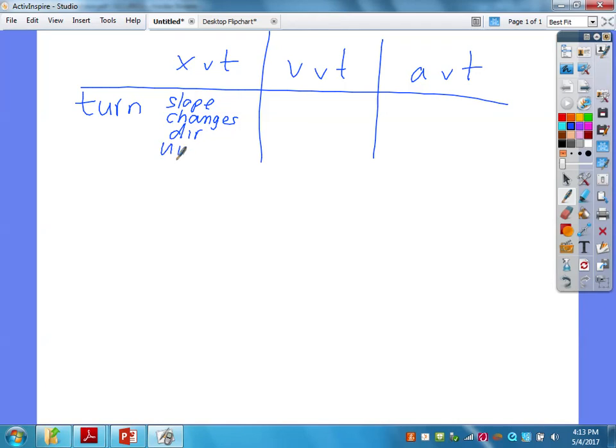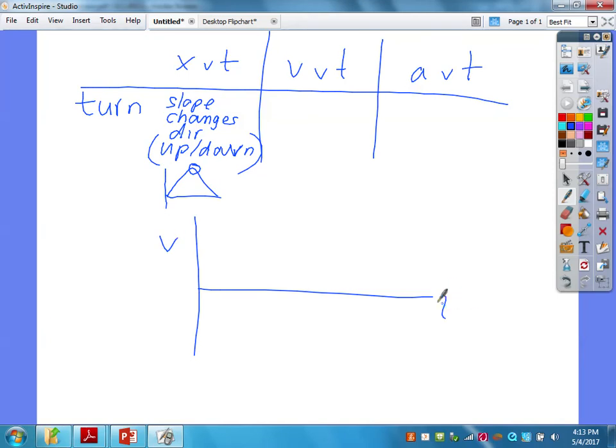Okay? When you go from up to down or down to up, you have to have the slope go, like, I'll just draw it. It has to go up to down. Okay? Right here is the turn. On a velocity time graph, we never talked about it. On a velocity time graph, when would I turn? Again, I turn when the velocity goes from positive to negative or vice versa.